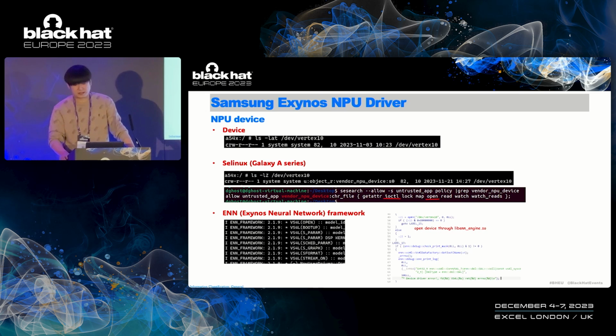The testing devices here are the Samsung Galaxy A54 and A51. The NPU device node is vertex10 in the dev folder. The device is accessible from an untrusted app according to its SELinux policy, so we can open it and send IO control within the app context. For Galaxy phones, these operations are all wrapped by the ENN framework, such as the camera service using this framework's libraries to talk to the NPU driver.